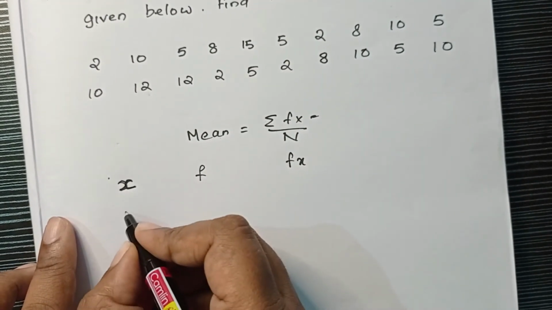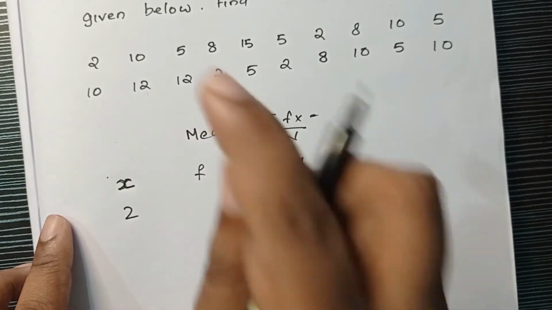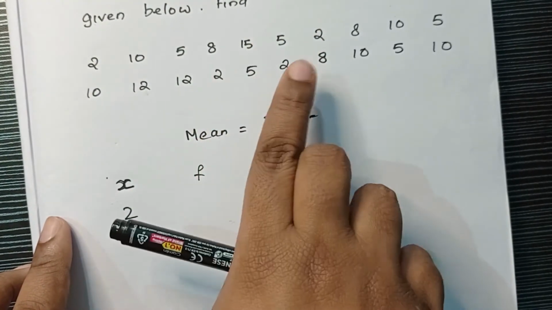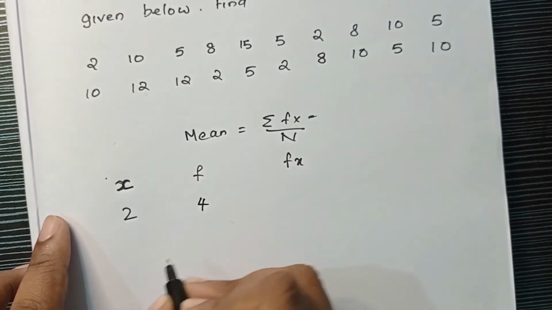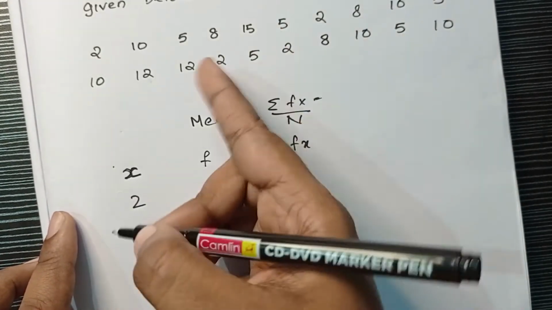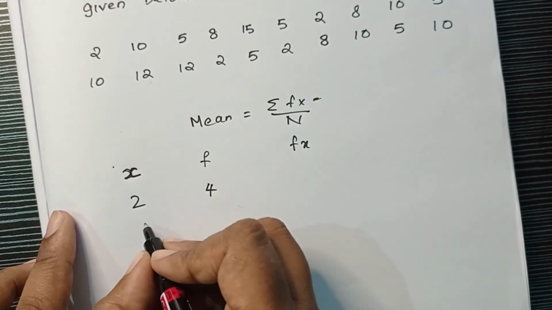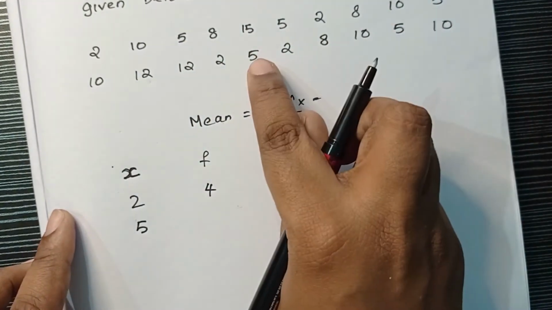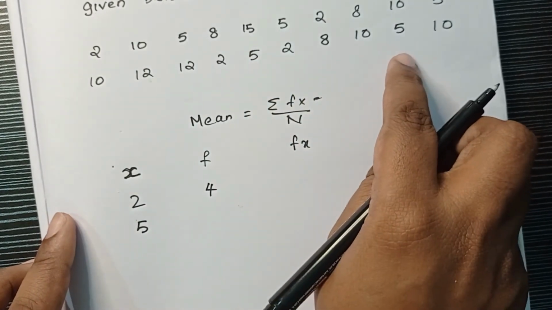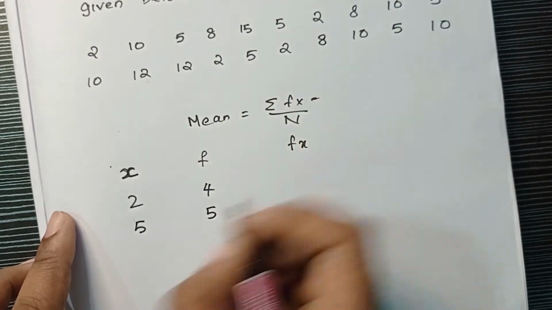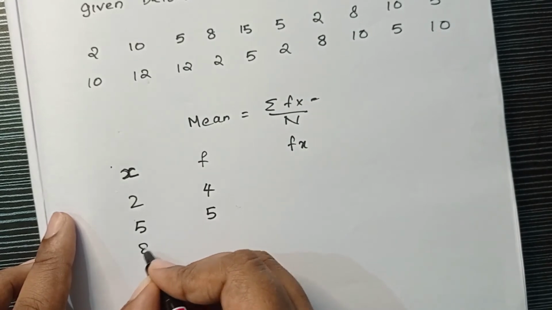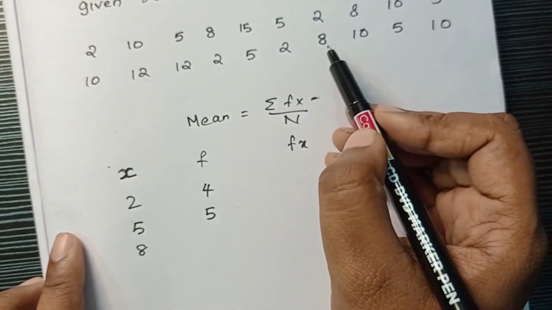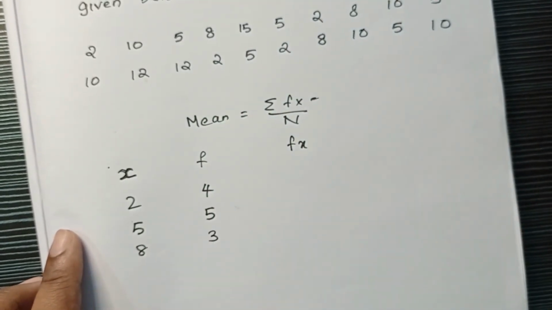Now let's start with ascending order. 2: let's see how many times 2 is repeating. 1, 2, 3, 4. So 2 is repeating 4 times. Next in ascending order, 5. How many times is 5 repeating? 1, 2, 3, 4, 5. So 5 is repeating 5 times. Next one is 8. How many times is 8 repeating? 1, 2, 3. So we'll write 3 here.